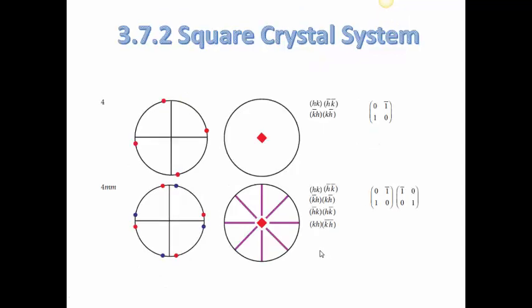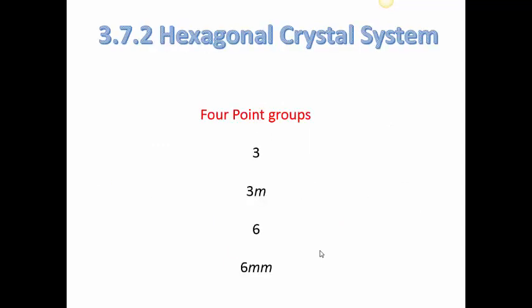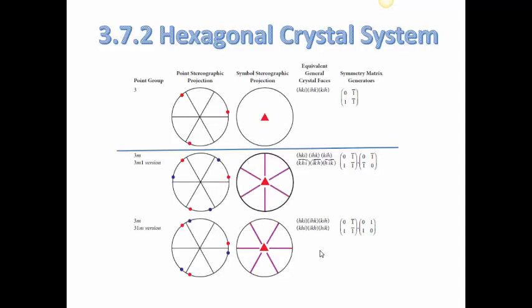The square system is similar. For the square crystal system, we have point groups 4 and 4mm. For the hexagonal system, we have 4 point groups: 3, 3m, 6, and 6mm. Point group 3 is the top one, and for 3m, we have 2 ways of fitting the 3m into our system.